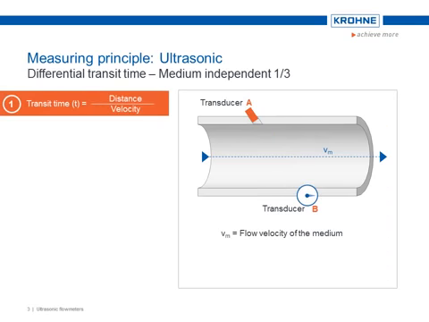The time an acoustic wave needs to travel from transducer A to transducer B, that is in the flow direction of the medium, is known as transit time TAB, and from transducer B to transducer A, that is against the flow direction, TBA. The transit times TBA and TAB are measured continuously. The difference in transit time TBA to TAB is directly proportional to the average flow velocity, Vm, of the medium.